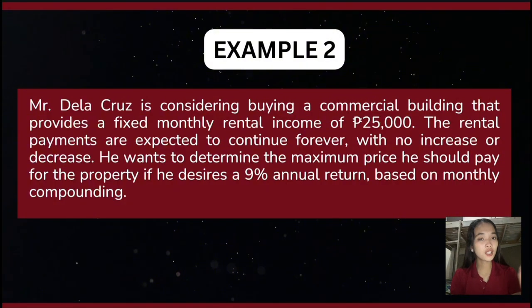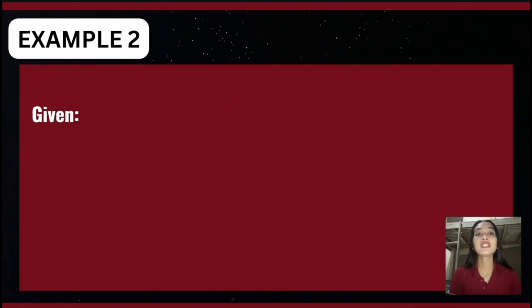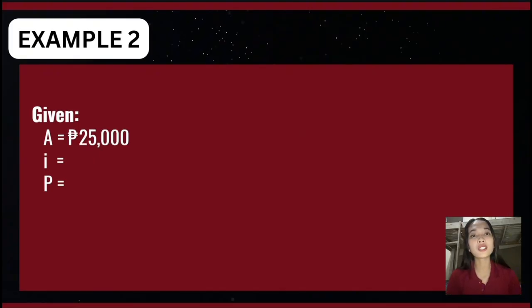The first thing again that we need to do is to understand the problem. In this problem, we are asked to find how much Mr. De La Cruz should pay today so that the rental income gives him a 9% return forever. Since we're done understanding the problem, what are we going to do next? Of course, we are going to identify the given values. We have A, which is exactly 25,000 pesos, the monthly rental income. And we also have the I, or our interest rate, which is 9%.